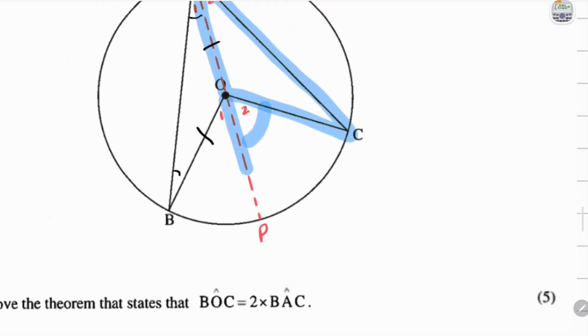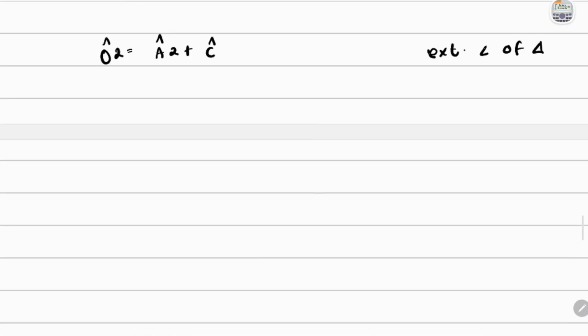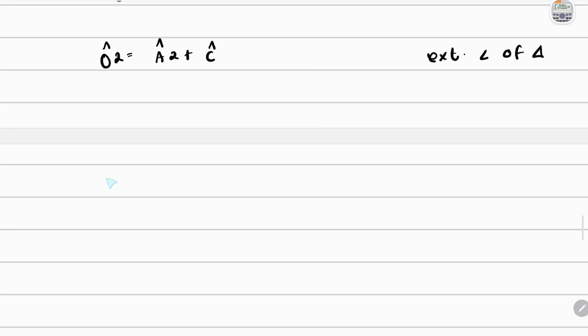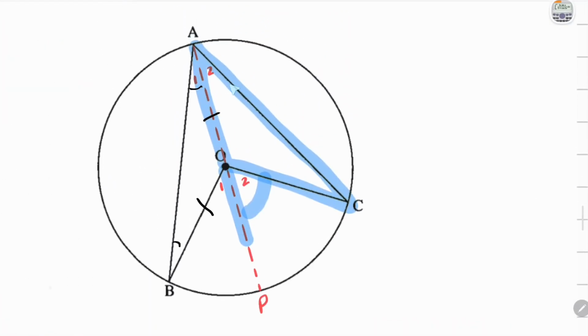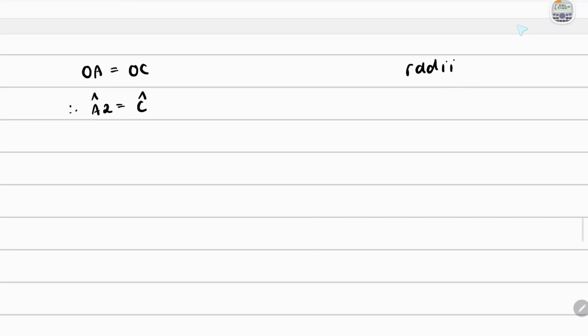And now in this triangle, we also have the same situation where we have OA being a radius and OC being a radius. So if they are equal, we'll tell them that OA is equal to OC because they are equal radii. And now that they're equal, it means that these angles are equal. Angle A2 is actually equal to angle C. So we'll tell them angle A2 equals angle C because of angles opposite equal sides are equal.